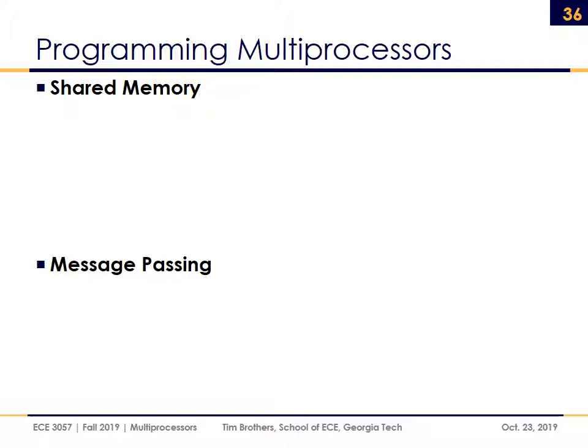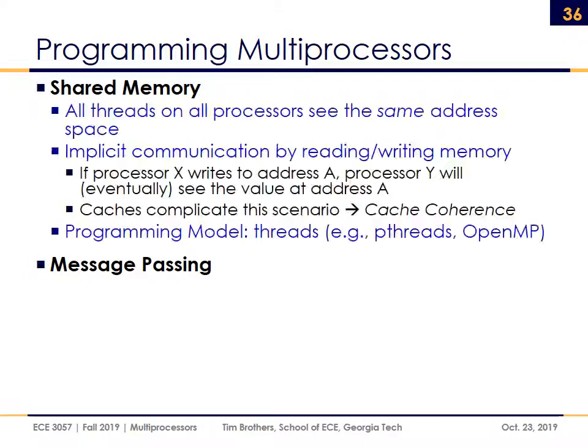Programming multiple processors, we need shared memory and we need message passing. In order to have these systems work, we need to have shared memory between the processors that everybody can access and see the same data. All threads on all processors see the same address space. So this means that if you have threads that are executing the same task, they all need to be able to see that same memory space.